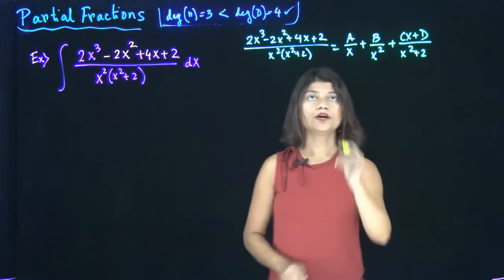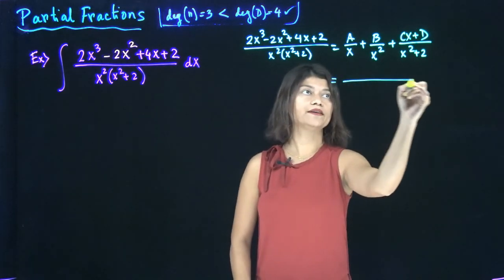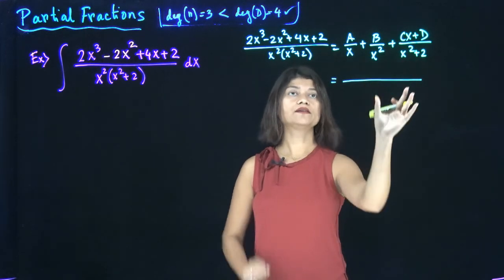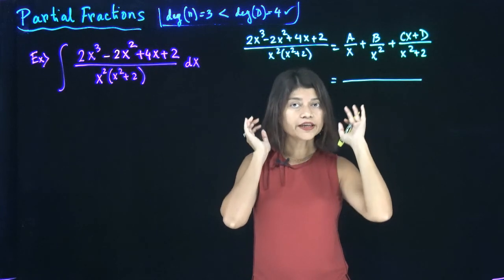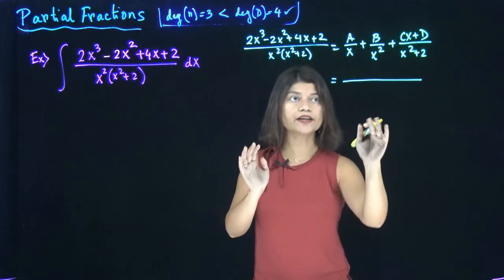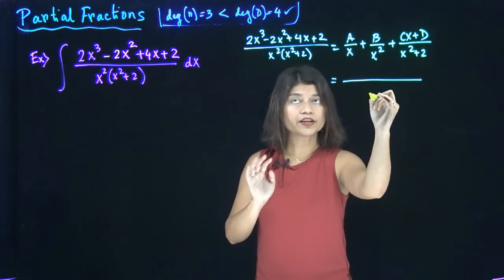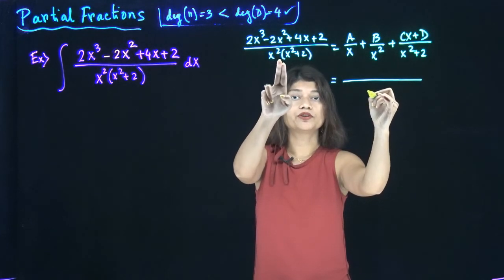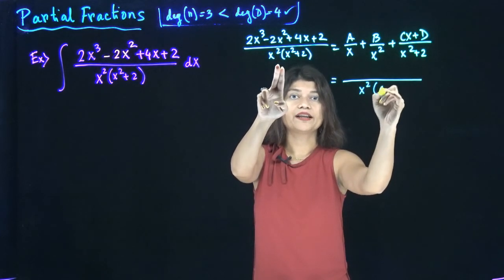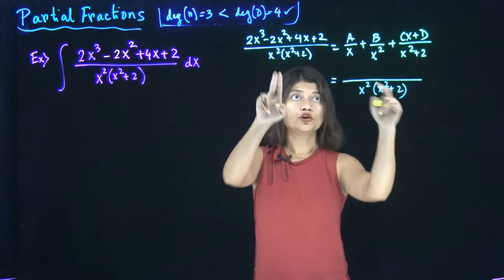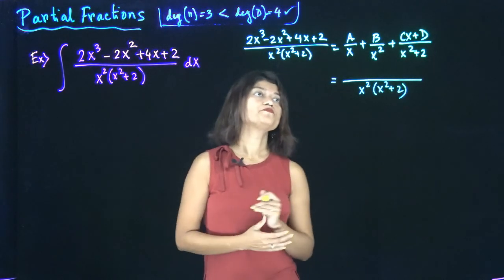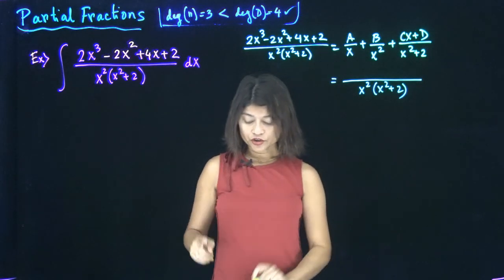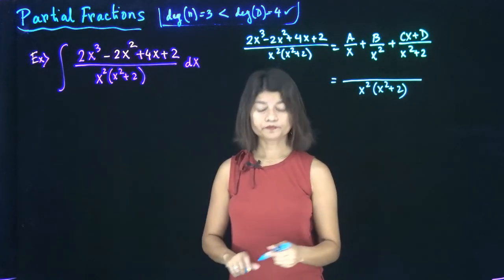Okay, now I have to add them together, all three things together. And remember that I will not think about it. I will just write down the denominator to be exactly the same denominator on the left hand side. So x squared and x squared plus 2. Don't multiply all of them, right? Remember, that's not how we find common denominator. Okay. Question is, do you know how to find the numerator?